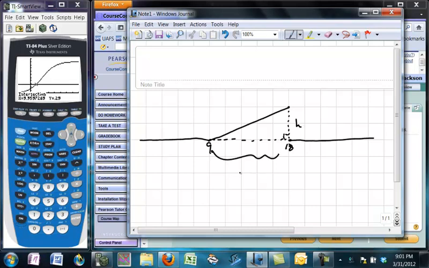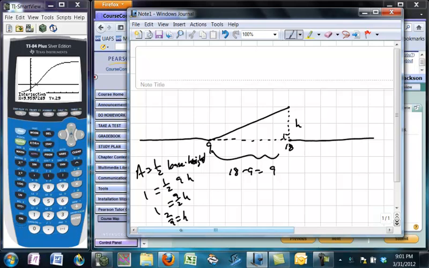This is 18 minus 9 is 9 wide, and so we know the area is 1/2 base times height. So this is 9h, half of that. So this is 9/2 h is the area, but the area is 1, so the height is 2/9. Okay, that's the overall height.